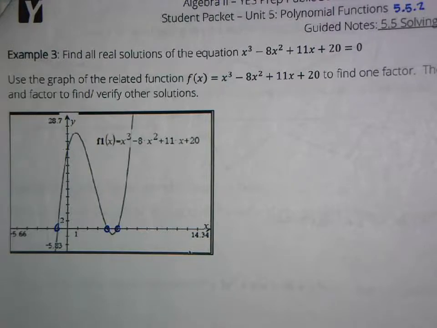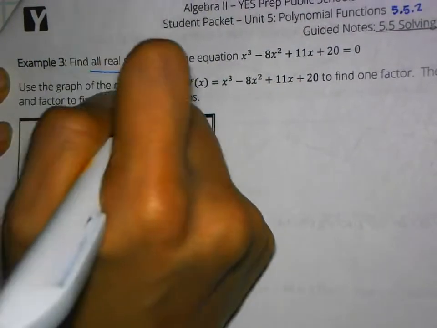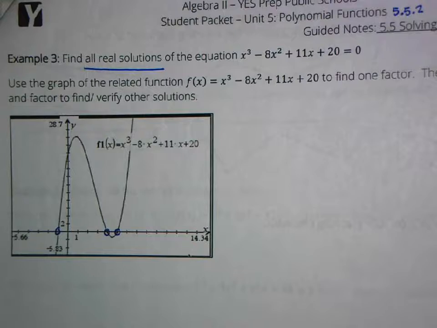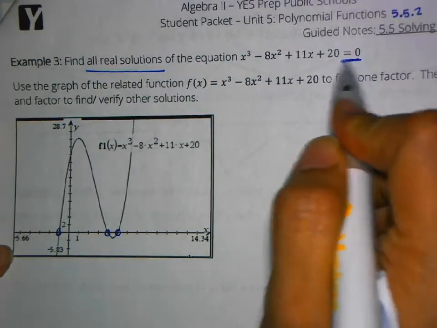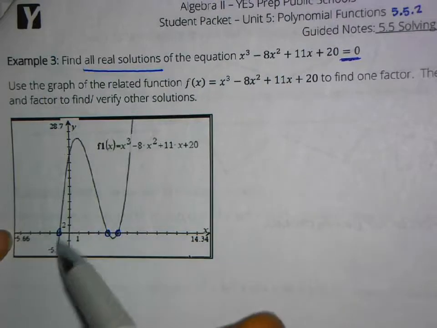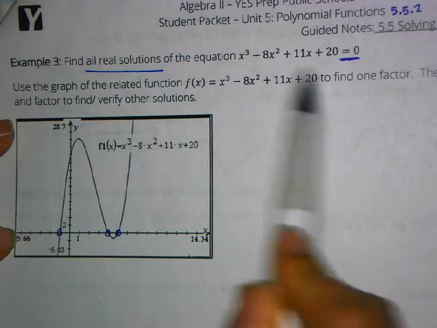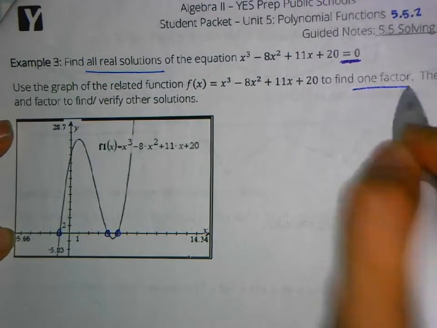On example 3, on page 21 of our notes, it says find all real solutions of the equation x cubed minus 8x squared plus 11x plus 20 equals 0. Notice that it is equal to 0, so we don't have to mess with the equation. So now what we're going to do is graph this. This is the graph. We're going to use this graph to find one factor.